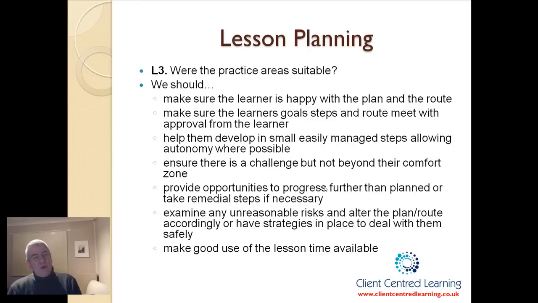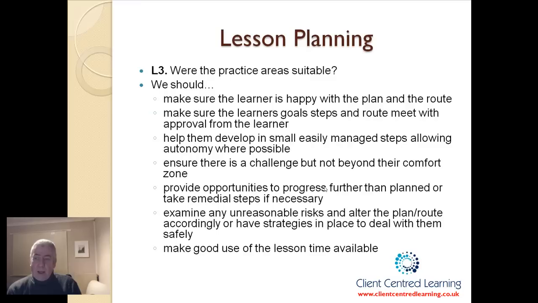And make sure that what we do is we examine any unreasonable risks, getting back to risk management, and alter the plan or route accordingly, or have strategies in place to deal with them safely. You need to do your research and know your area well, because if you suddenly find there's a lot of traffic diverted through the town because the main ring road is blocked, you need to have other places you can go.